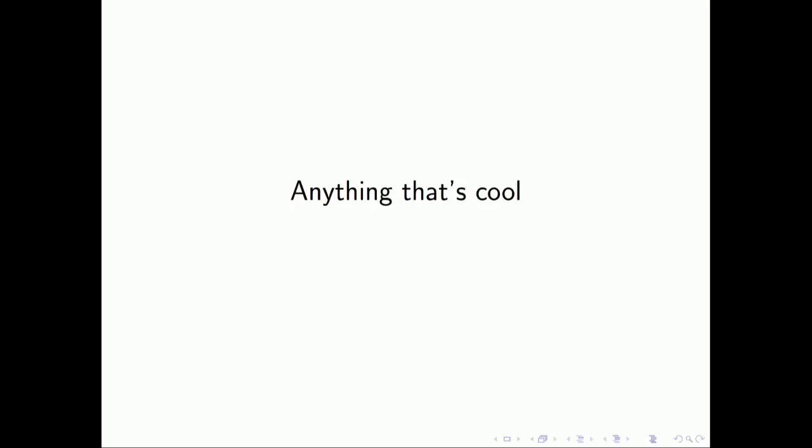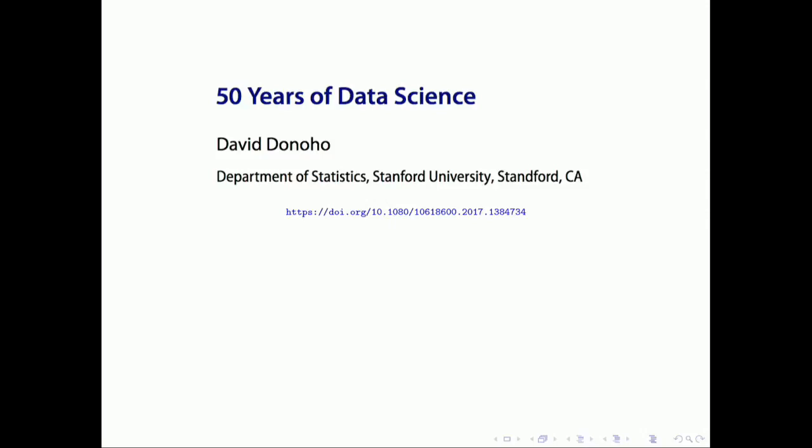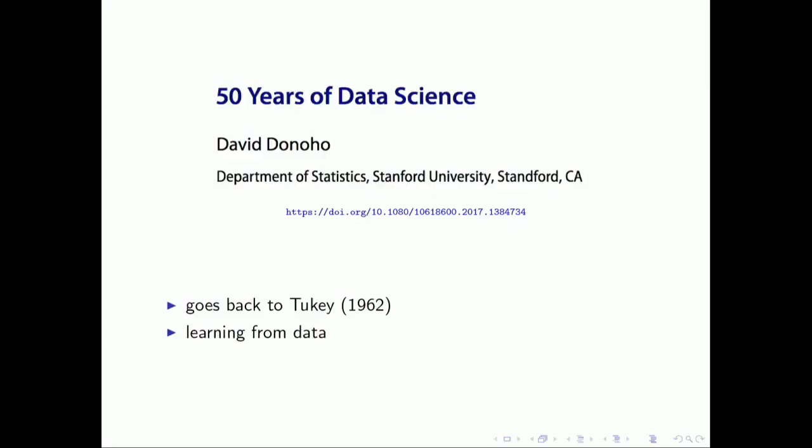More specifically, to me, this is the best paper that articulates what data science is. It's a paper, 50 Years of Data Science, by David Donoho. It just came out last year. I would really recommend reading this paper for anyone interested in understanding the origins of the field. The way Donoho expresses it, it goes back to John Tukey, and you might think of some of Tukey's work on exploratory data analysis. Tukey has a paper from 1962 which articulates a lot of what sounds like data science today. And Donoho defines it very broadly, as learning from data.